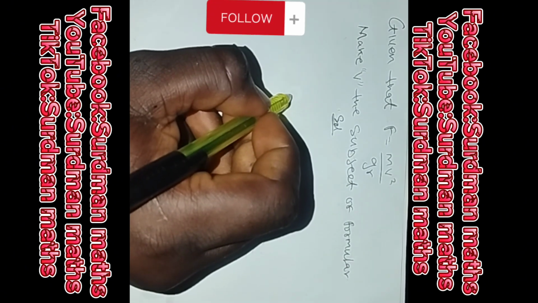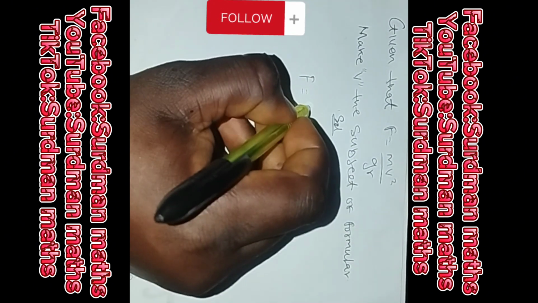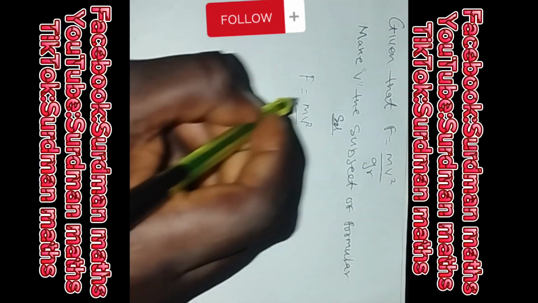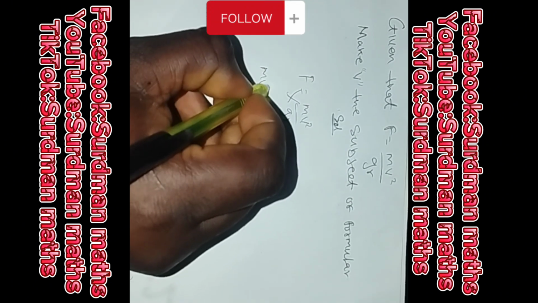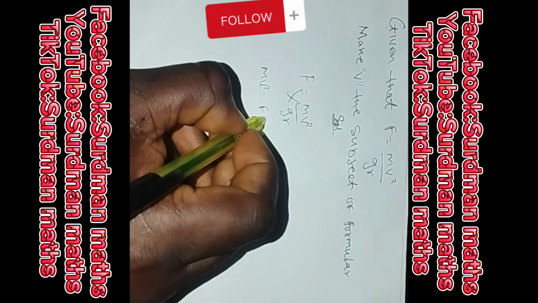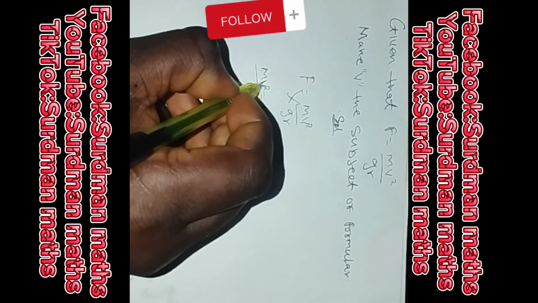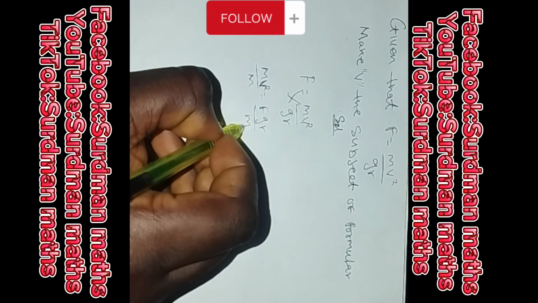Now since we are looking for v, so we're going to have f equals mv squared over gr. Then we cross multiply, having mv squared equals fgr. Divide both sides by the coefficient of v squared, which is m first of all.